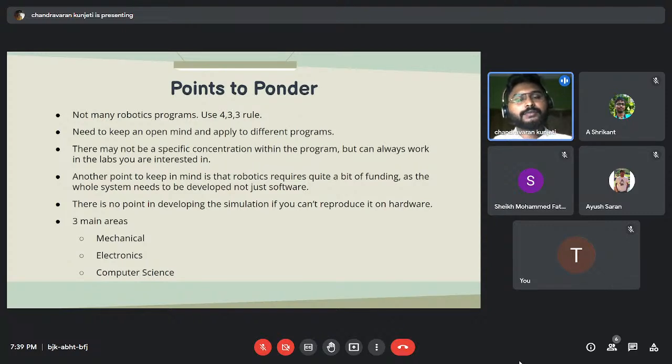Also, there's a lot of inclination in robotics where many people just work on simulation and very little is implemented on hardware. And also many of these programs, for example Oregon Robotics, which I did apply to, but I was waitlisted.